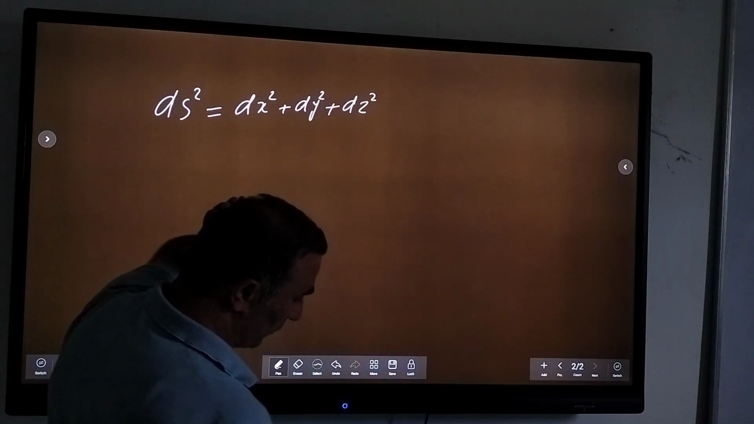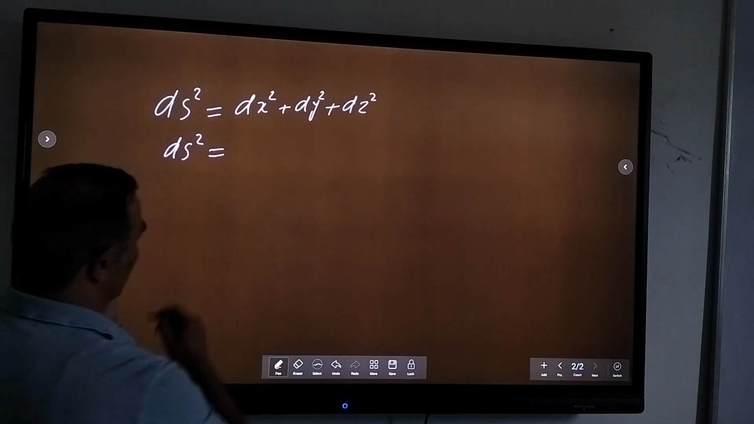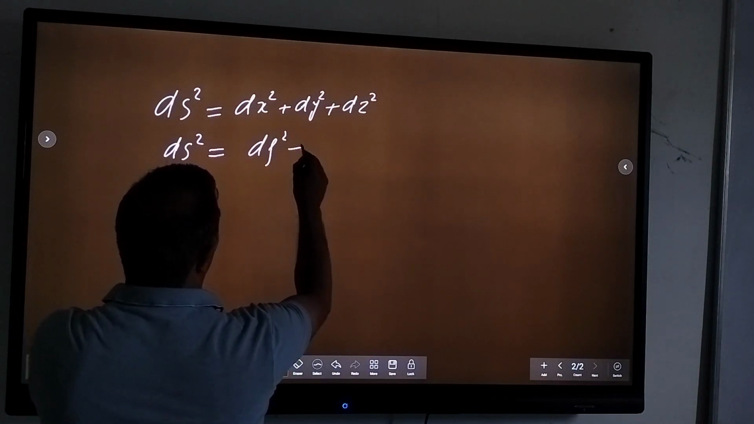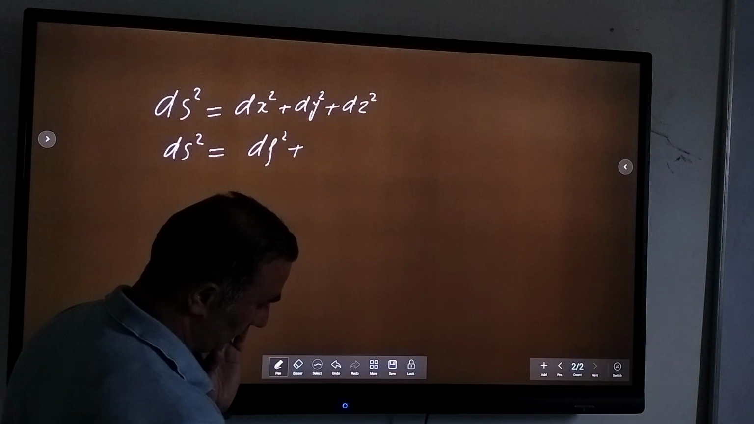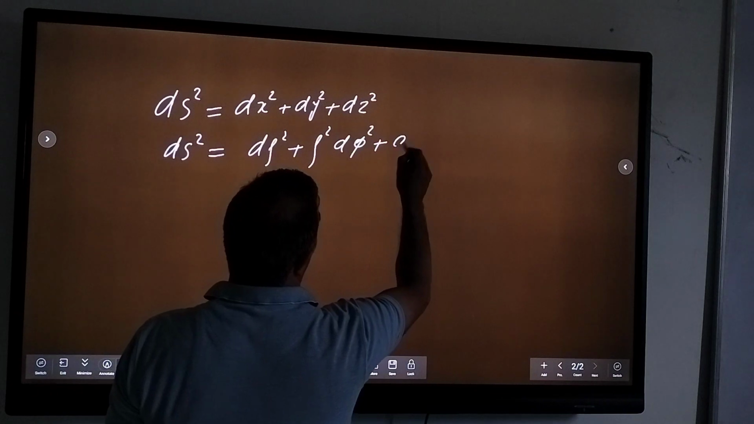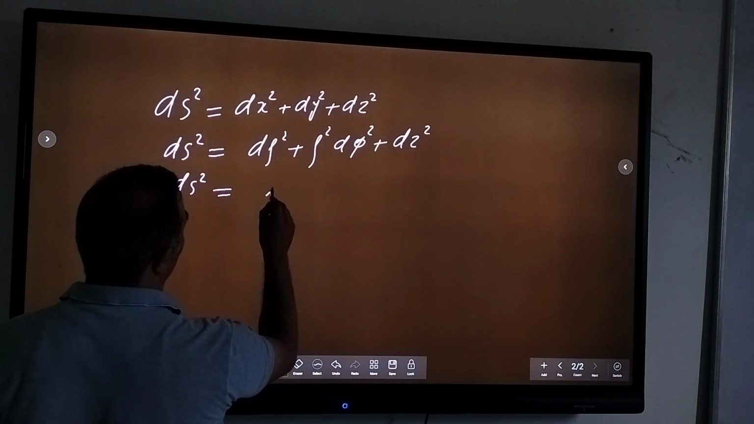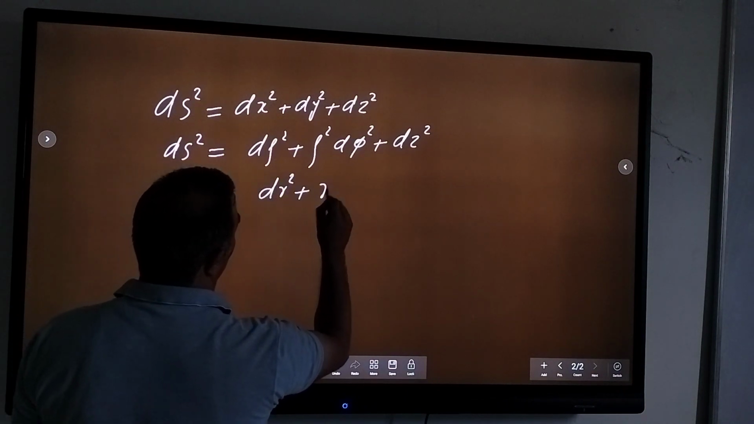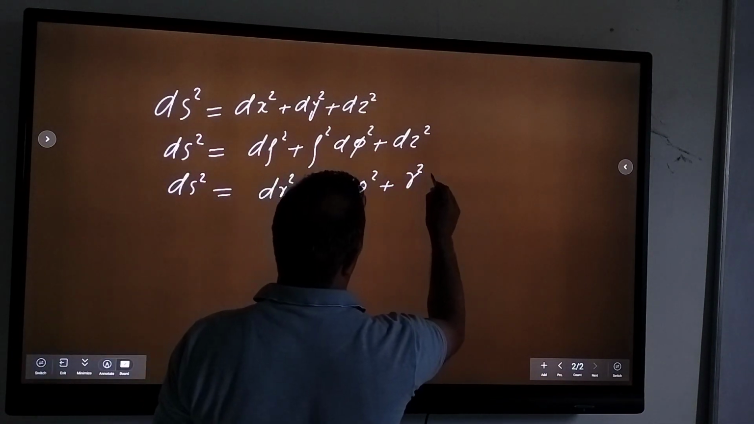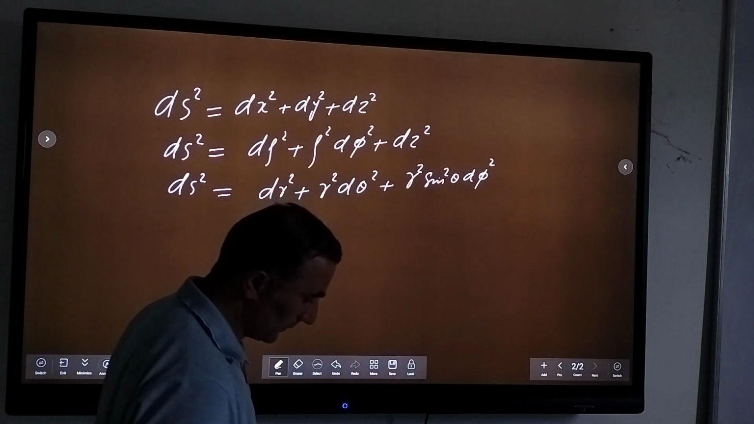So for rectangular coordinates, okay. Now if you talk about cylindrical coordinates, we have ds square should be equal to d rho square, and so on.